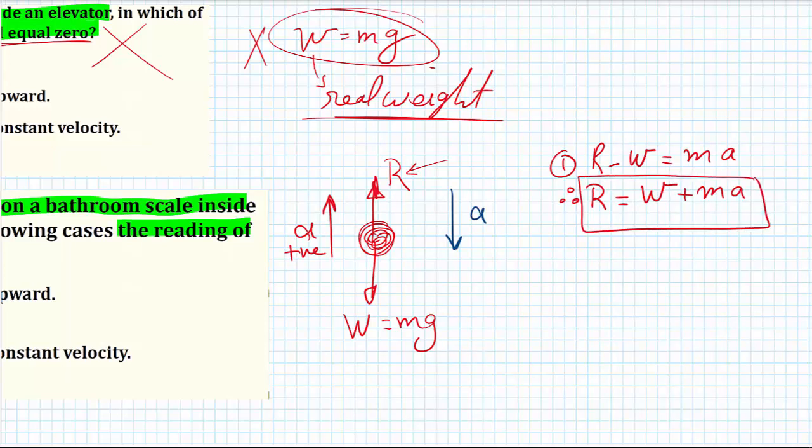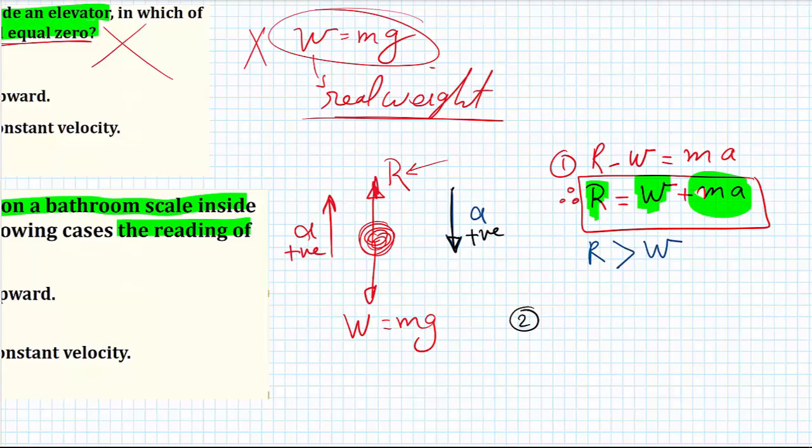That means the reading equals the weight plus another amount which is mass times acceleration. So the reading will be greater than the real weight. Let's see the second case. In the second case, when the elevator accelerates downward, let's take the positive direction to be the direction of acceleration.